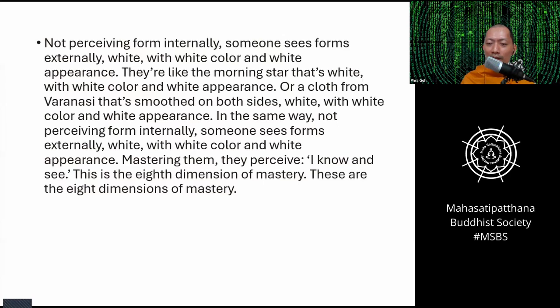And we see there's some repetition between the previous set, the 10 universal dimensions, and these 8 types of perceptions. So there are some similarities. They talk about the 10 kasinas, which also talk about colors. So these 8 perceptions also talk about colors. Not perceiving form internally, someone sees forms externally, white. So it's repetition. The whole thing is white. So this is using perception of white instead of the other colors. Okay, next.